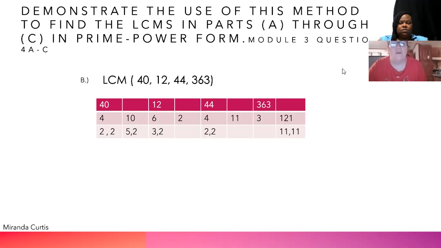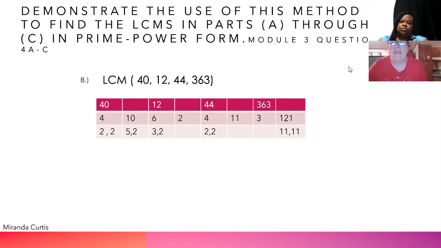Then we're gonna go to 12. 6 times 2 is 12. Okay, 6 still has, we have to break it down to 3 times 2 where it stops. Okay, then we come to 44. 4 times 11. 11 stops right there because it doesn't go any further to break down. Now 4 is 2 times 2. Then we go to 363. 3 times 121. We stop at 3 because it won't break down any further. 121 is 11 times 11.